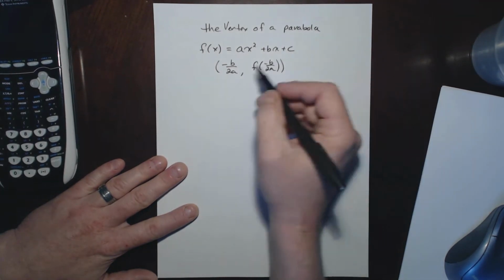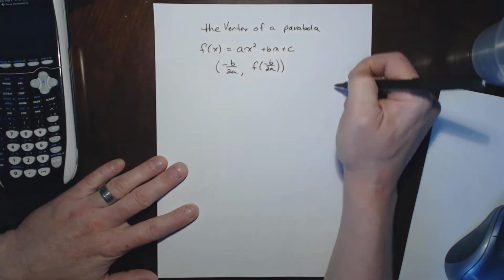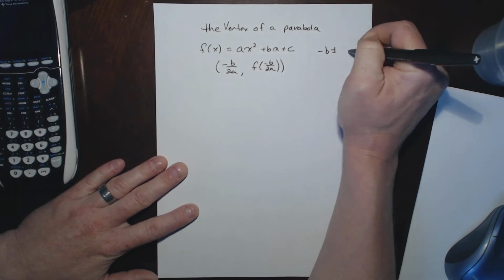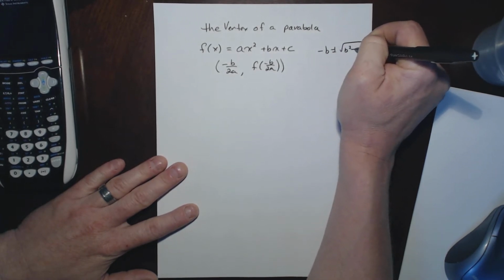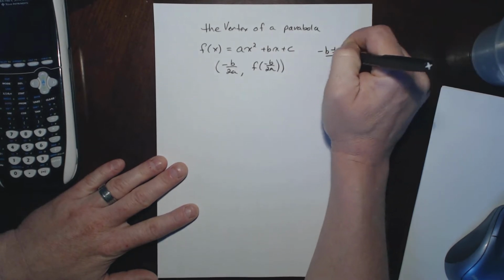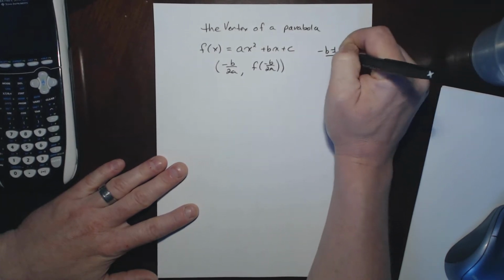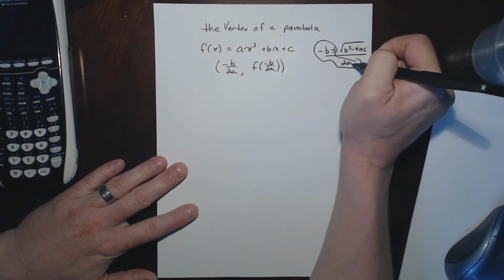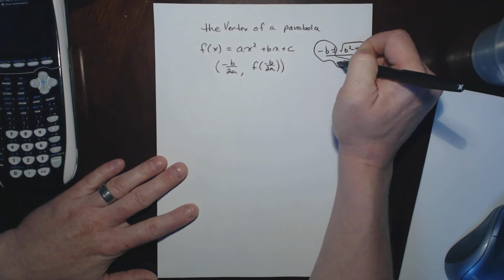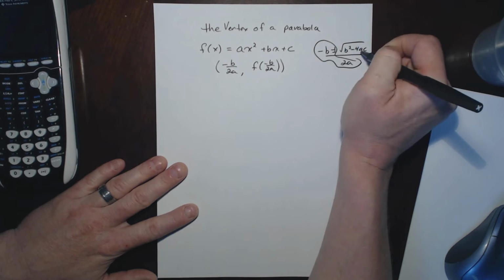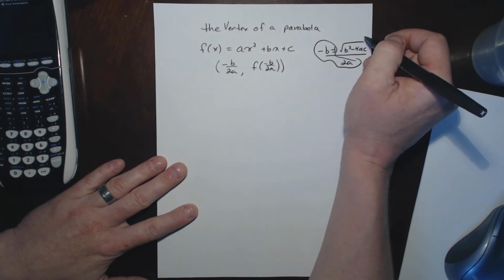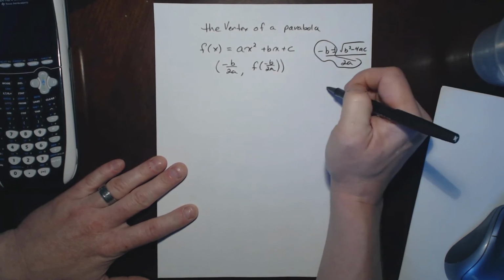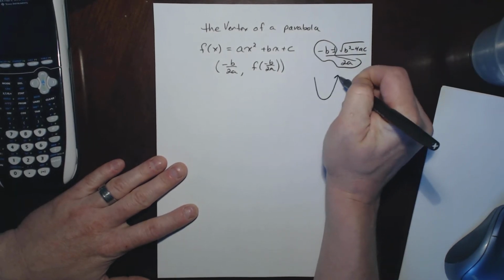Now you may remember that this minus b over 2a comes from the quadratic formula where we had minus b plus or minus the square root of b squared minus 4ac all over 2a. Well, if we look at this part of the quadratic formula, this gives us minus b over 2a. This is the part that's going to be in the middle of any two solutions that we potentially have for our quadratic equation. This is going to represent the vertex of our parabola.